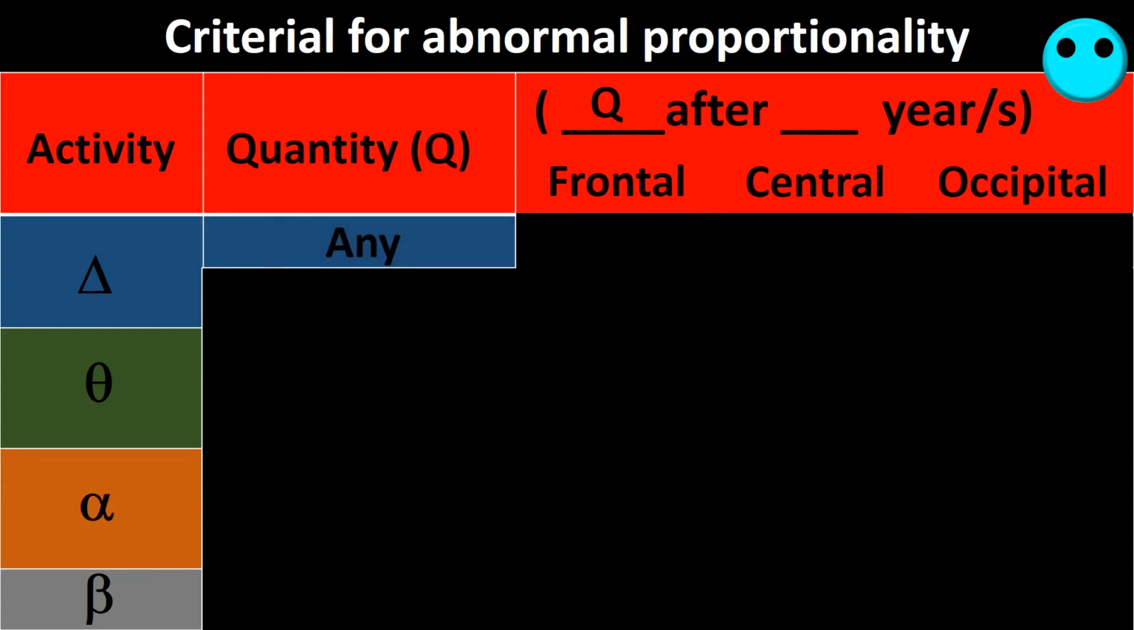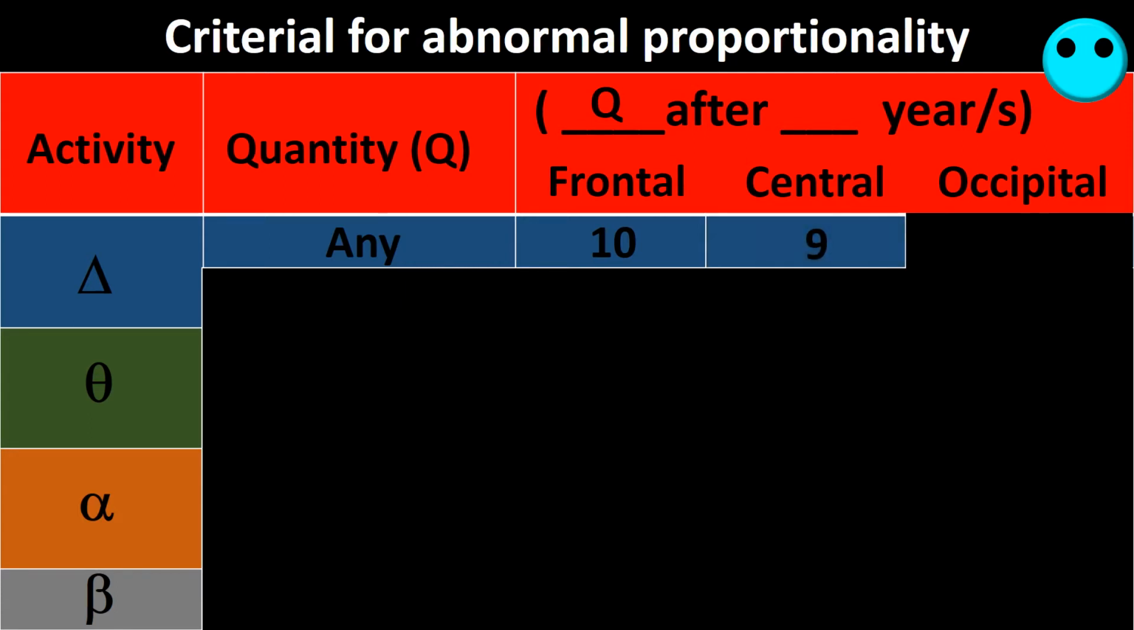So any delta activity after 10 years of age in the frontal region, 9 in the central or parietal region, and 8 in the occipital region is abnormal.